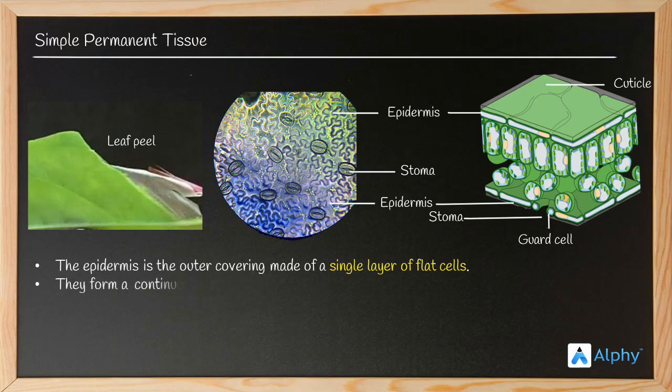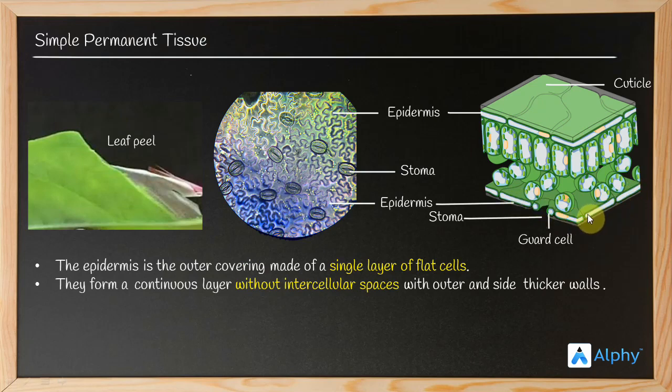Character number 2. They form a continuous layer without intercellular space, with outer and side thicker walls. Now, we have epidermis here and we have epidermis here, right? Can you see any spaces in between? They are packed tightly, right? Yes. So there is no intercellular space, and the outer and side walls are thickened, right? So that is the peculiarity of epidermis. What is the purpose of epidermis? Protection, right? So it should be thick, right?